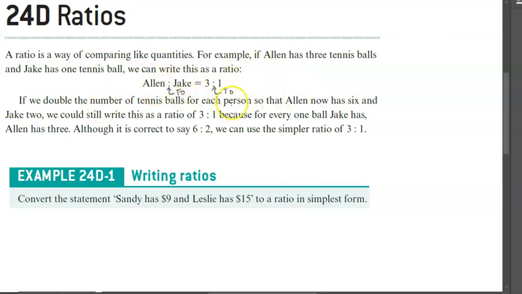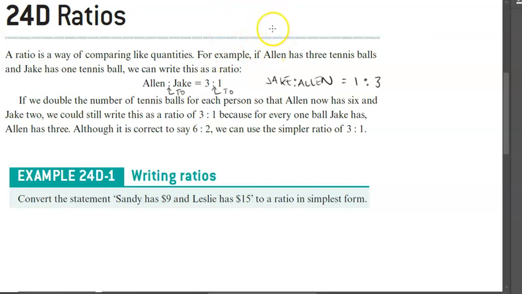Just be careful, if we wanted to know what the ratio was for Jake to Alan, the order does make a difference. This will be 1 to 3. So the order does make a difference depending on how many tennis balls are associated with each person. In this case, Jake has 1, so you put the number 1 first, and then Alan has 3. Just for this hypothetical example, okay? So just be careful, order does make a difference.